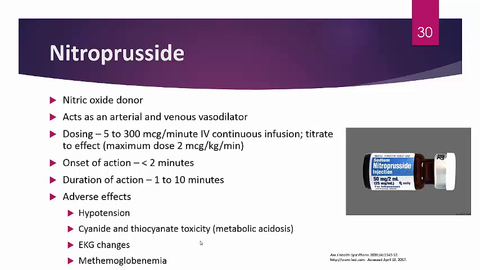In regards to its adverse effects, they include hypotension, as it is an antihypertensive agent. A unique side effect regarding nitroprusside is cyanide and thiocyanate toxicity, which can result in a metabolic acidosis, EKG changes, as well as methemoglobinemia, which we mentioned was rare but may occur as a result of conversion of hemoglobin to methemoglobin, which does not carry oxygen as well as hemoglobin. And these patients will present in acute respiratory distress. The treatment for methemoglobinemia, first line, is methylene blue.